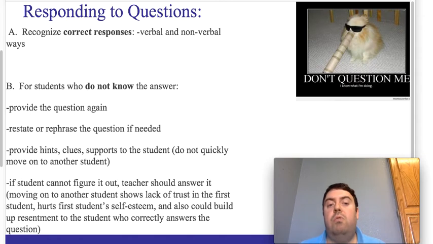Once again, for students who do not know the answer, try to ask the question again. Maybe they just misheard it or needed more time to think about it. Restate or rephrase the question if needed, because sometimes it could just be a language issue. They're just not understanding the way you're phrasing the question. Provide hints or clues or supports. And if the student cannot figure it out, remember the teacher should answer it. Don't move on to another student because that would embarrass the first student who had trouble with the question.